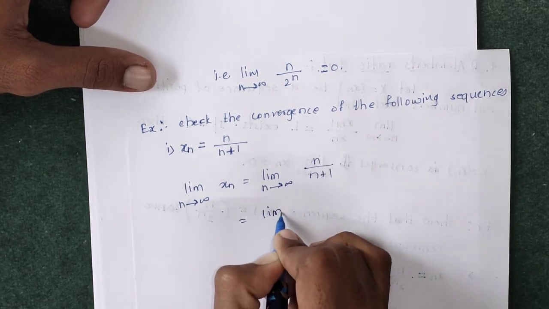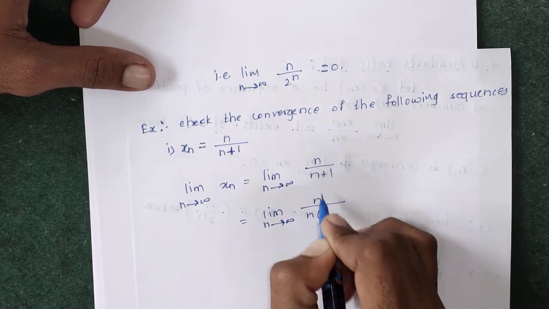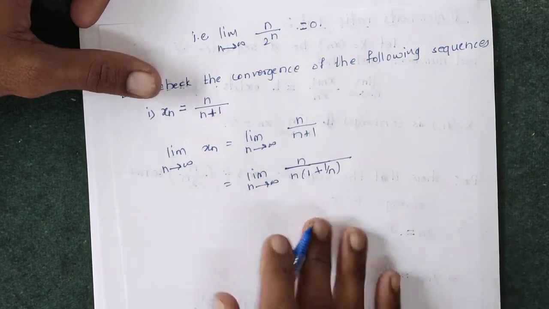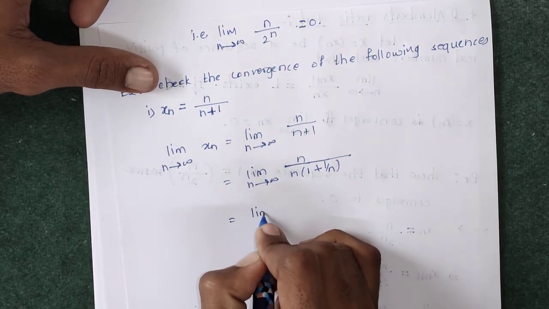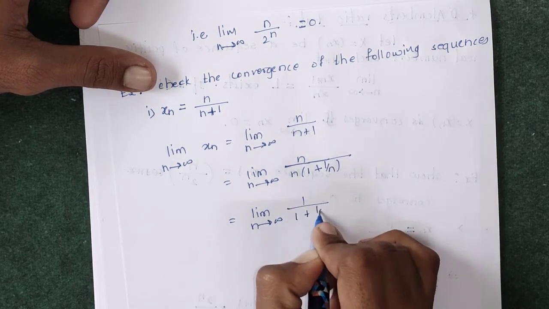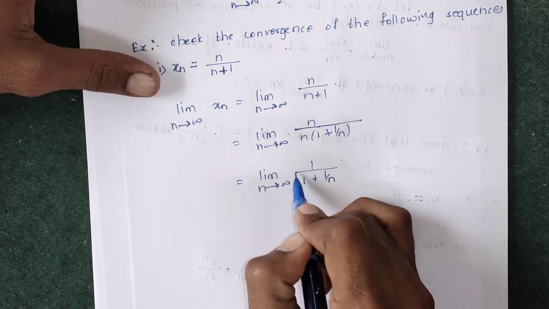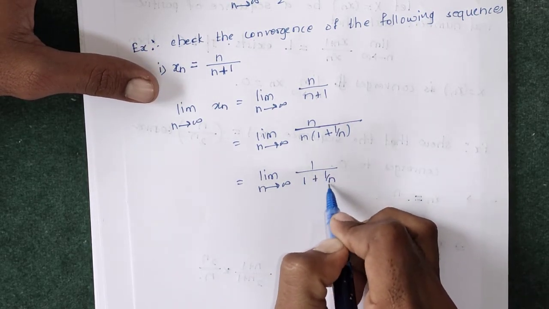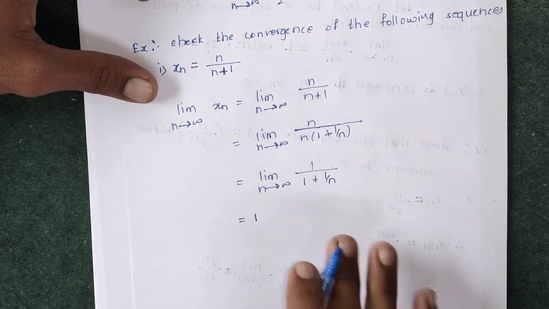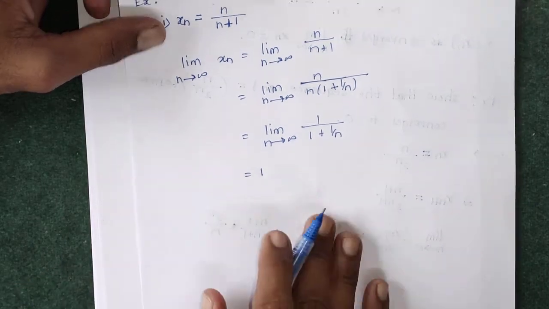If you take n common from the denominator, we get n upon n times n plus 1 by n. Now n gets cancelled, so the remaining term is the limit as n tends to infinity of 1 upon 1 plus 1 by n. Now if you substitute n equals infinity, 1 upon infinity is 0, so 1 upon 1 plus 0 is 1. So the limit of the given sequence is 1. Therefore the given sequence xn converges to 1.